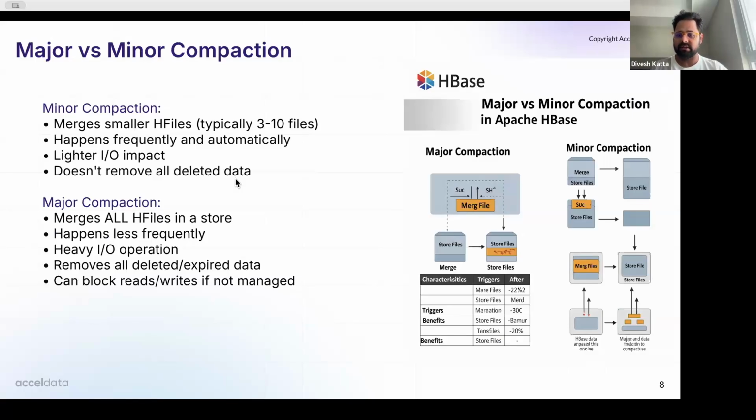For a high traffic production system, major compaction during business hours can cause noticeable performance degradation. But skipping major compaction entirely lets deleted data accumulate, wastes storage, and hurts read performance. So the sweet spot is scheduling the major compaction during a maintenance window or low traffic period. We will show you exactly how to do this.